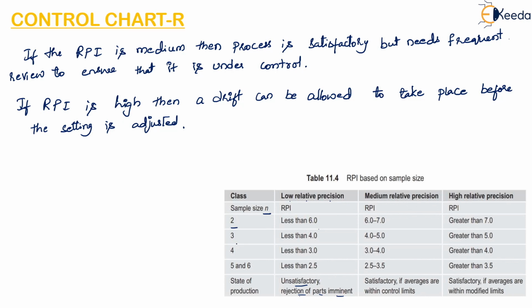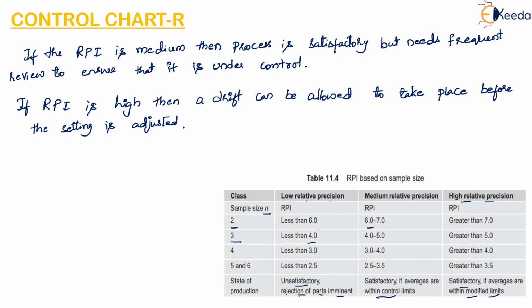If the sample size is 3 and you see that the relative precision index is low, then also we will reject it. Here the relative precision index is medium, up to 6 to 7, then it is satisfactory if the averages are within control limit. Similarly, for different sample sizes, we see that the relative precision index is being compared here, and we see that if the relative precision index is high, then it is satisfactory if the averages are within modified limits.